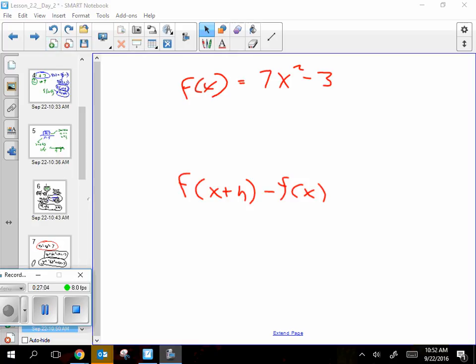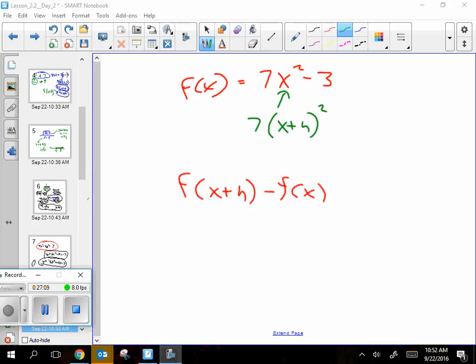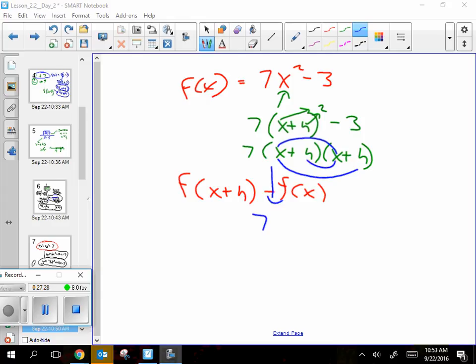x plus h goes right in here. 7 times (x plus h), square it, and then minus 3. So then it's 7 times (x plus h)(x plus h). Please don't ever think it's x squared and h squared. Just split it into 2, because there's more to it than that. There is an x squared, but there's also an xh plus another xh. So I'm going to rewrite it down here as 7 times (x squared plus 2hx plus h squared), and then I bring in the minus 3. There.